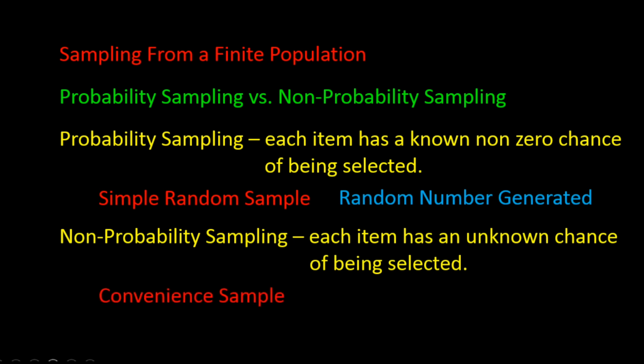The most typical type of non-probability sample you are probably aware of is a convenience sample, where the researcher samples the items that are conveniently available. The sampling methods we just discussed are referring to sampling from finite populations. What about sampling from infinite populations?